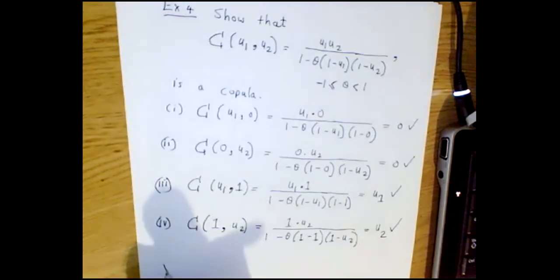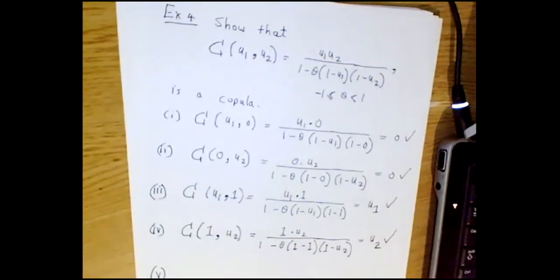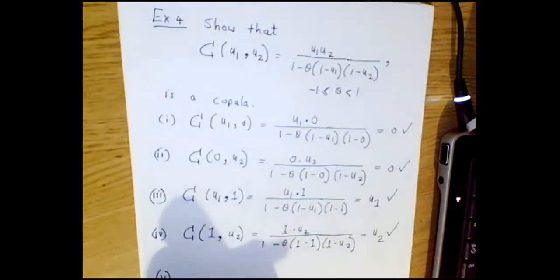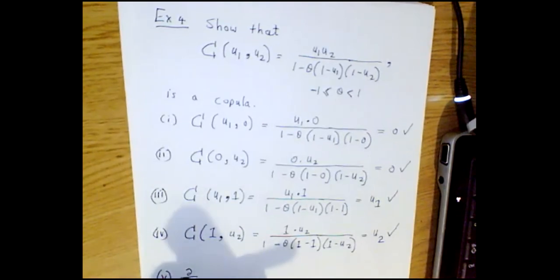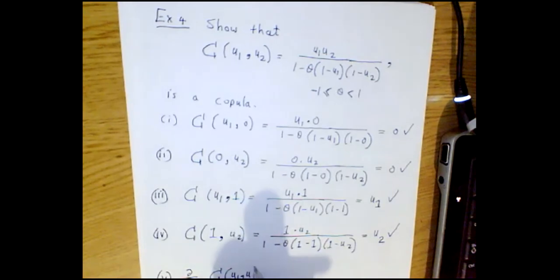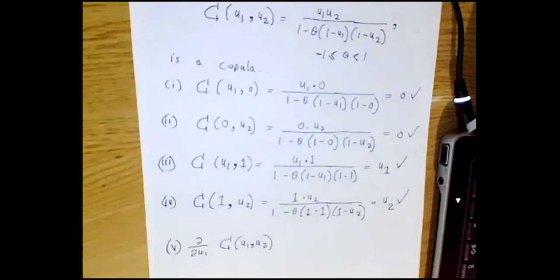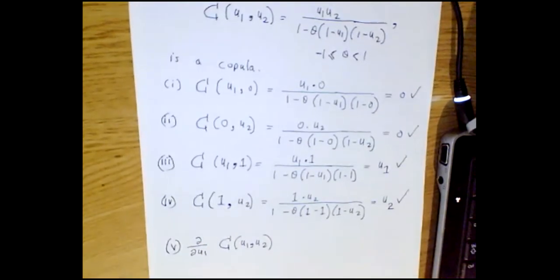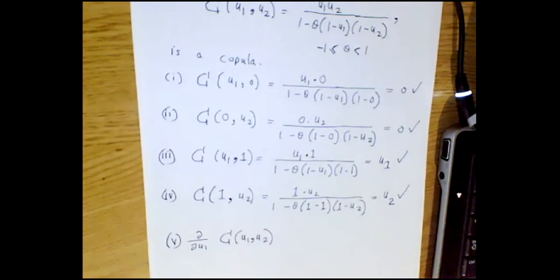All right, condition 5. This is where you will need to use the quotient rule. I'm sure you guys remember that. So you will need to find the partial derivative of C with respect to u1. You will need the quotient rule. I'm sure you know how to do that.